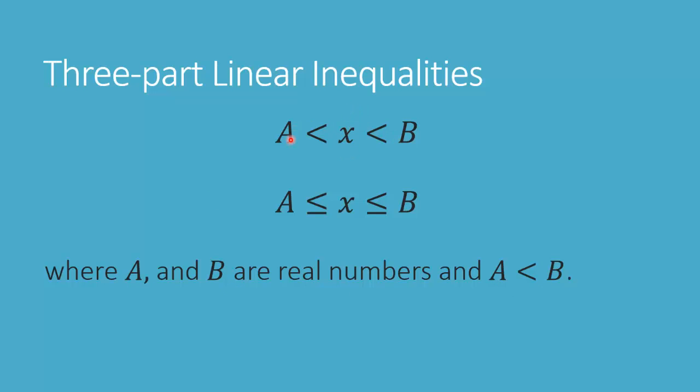That's what it says. A is less than x, less than b, or a is less than or equal to x, less than or equal to b. What this is saying is x, this number x, whatever it is, is between a and b. And that's why we always make sure a is less than b, because we're looking at it as if it's a number line. We're going from a smaller number to a bigger number to an even bigger number.